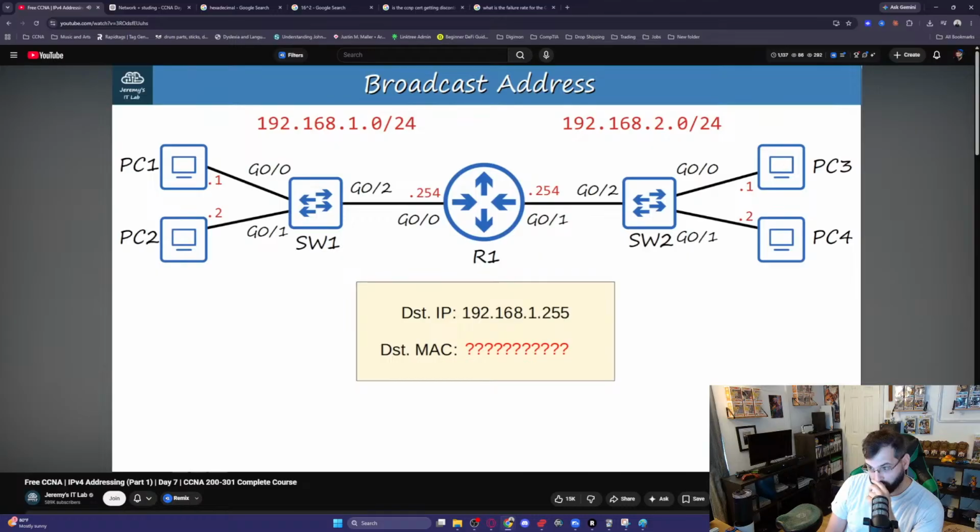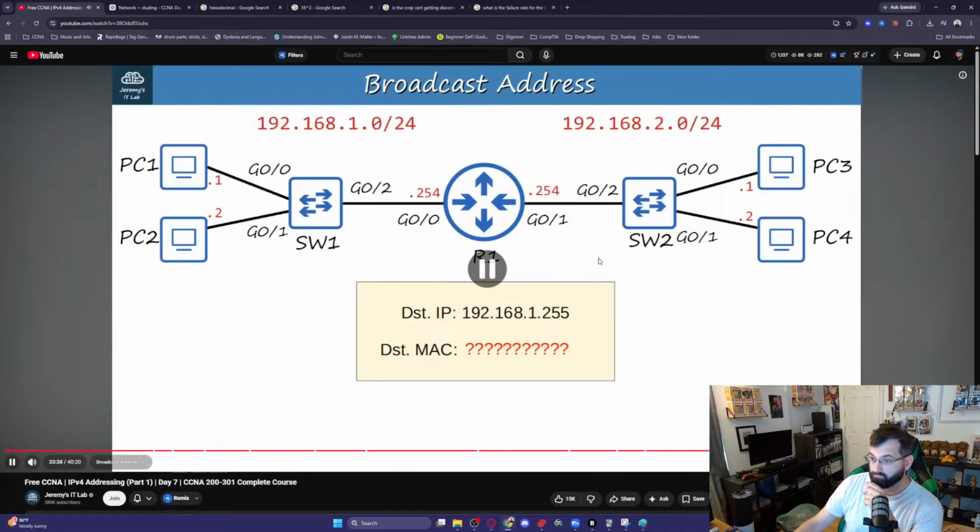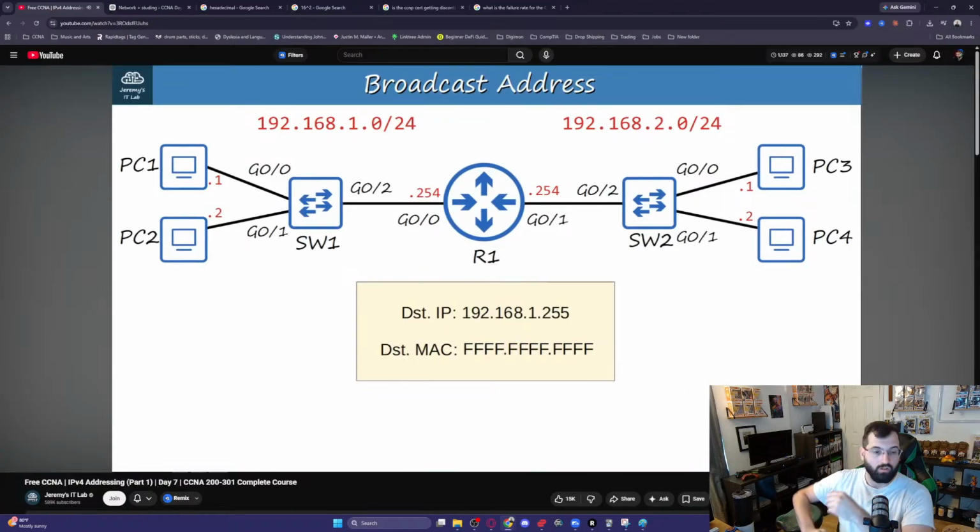If a packet is sent with this destination IP address, what do you think will be the destination MAC address of the frame it is encapsulated in? Think about the Ethernet LAN switching videos. Oh, this is a broadcast, so it's going to be a flood. It will be all Fs, the broadcast MAC address.